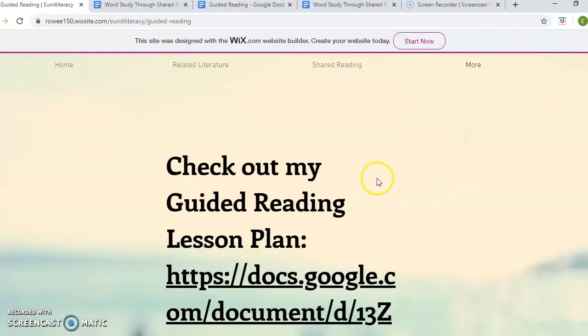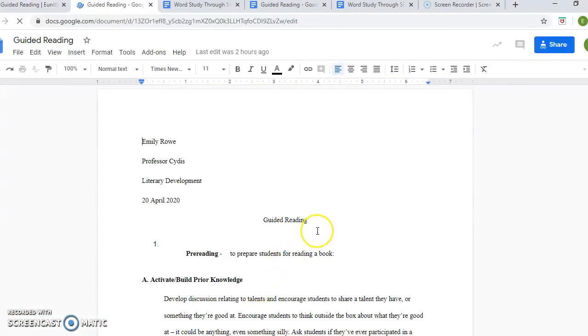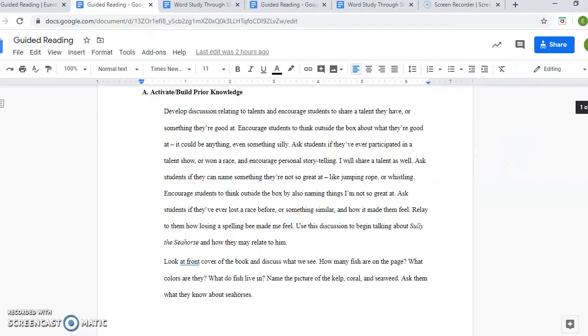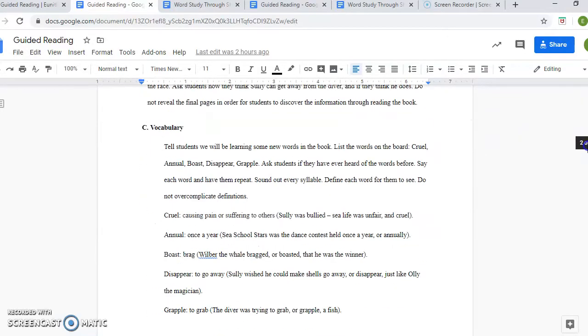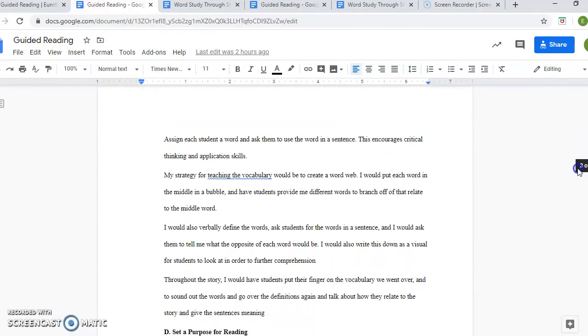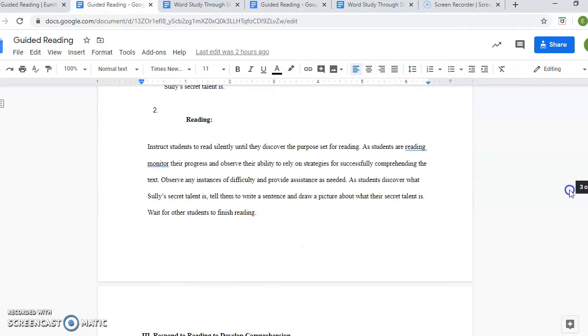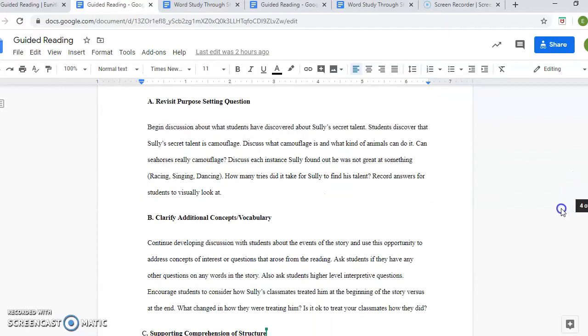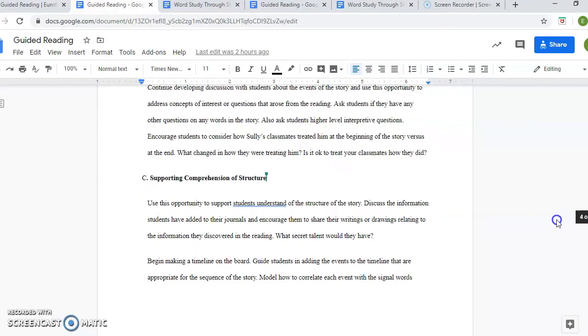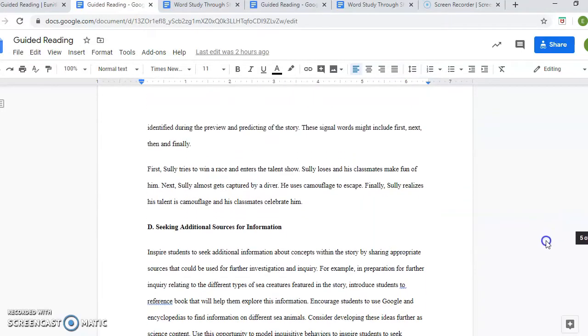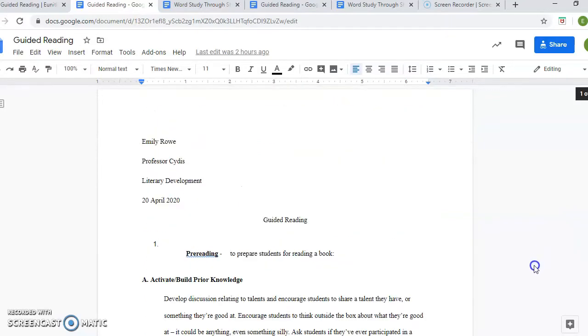During my guided reading lesson plan, we read Sully the Seahorse. In this lesson, we build prior knowledge, make predictions, learn new vocabulary, and set a purpose for reading. Towards the end, we focus on comprehension and visit the purpose for reading. At the end, we begin researching sea animals to begin writing a story. The short story includes a lesson that the main character has learned.